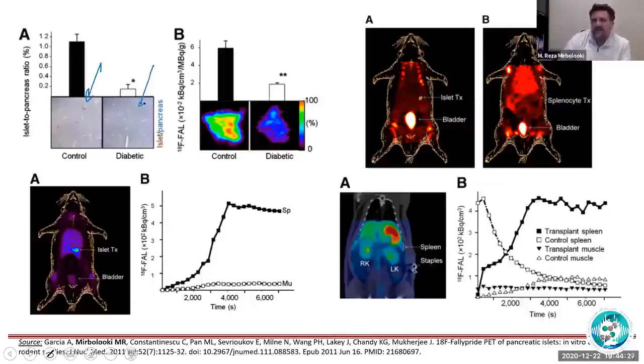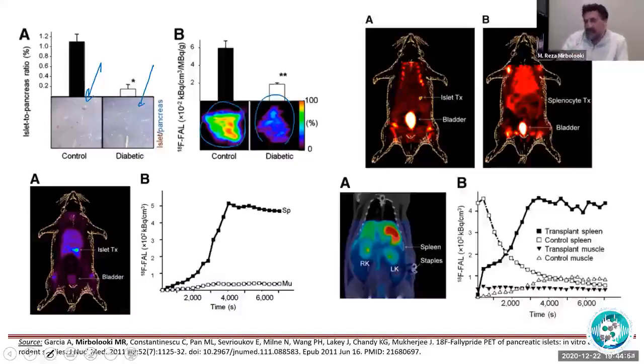When we inject these control and diabetic rats with fallypride, and then procured the tissue, we could see the effect on fallypride activity in control and diabetic animals. It decreases the amount of fallypride activity due to the loss of the pancreatic beta cells.